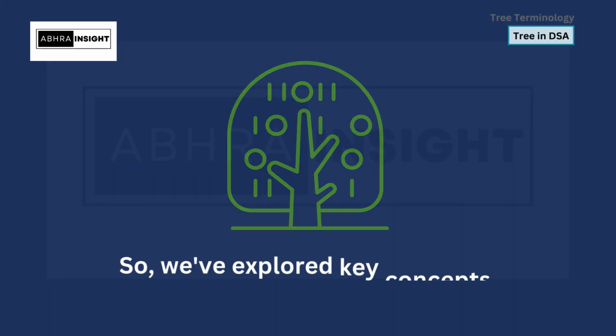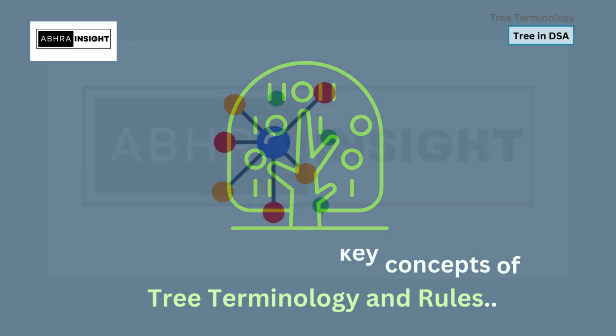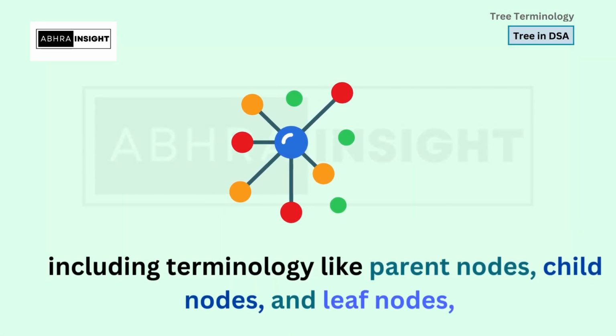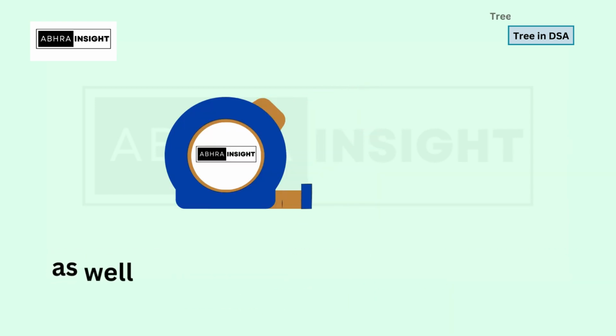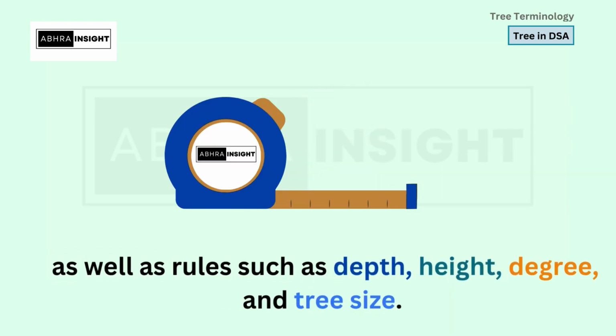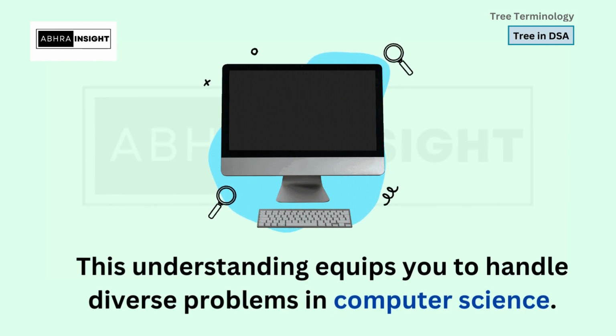So, we've explored key concepts of tree terminology and rules, including terminology like parent nodes, child nodes, and leaf nodes, as well as rules such as depth, height, degree, and tree size. This understanding equips you to handle diverse problems in computer science.